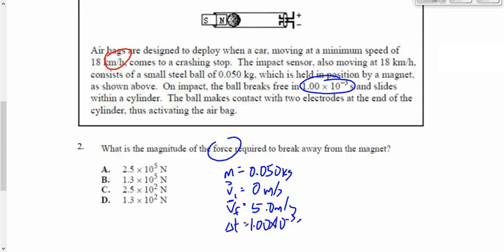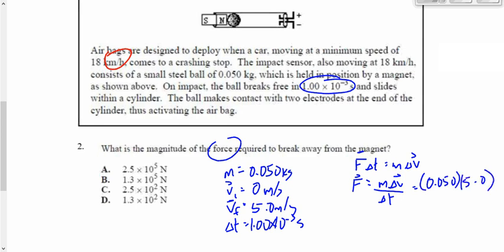You guys know that you can use F times T, you can use M times delta V, or you can use the combination. I'm going to choose to use the combination here. Rearrange that to solve for F. You get M times delta V over T. What do we got here? 0.050 times delta V, which is 5 minus 0, over delta T, 1 times 10 to the negative 3.